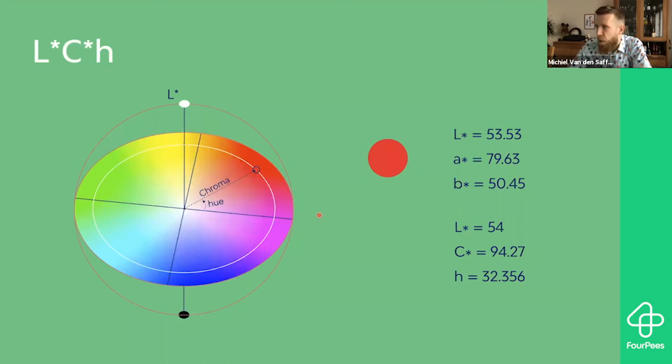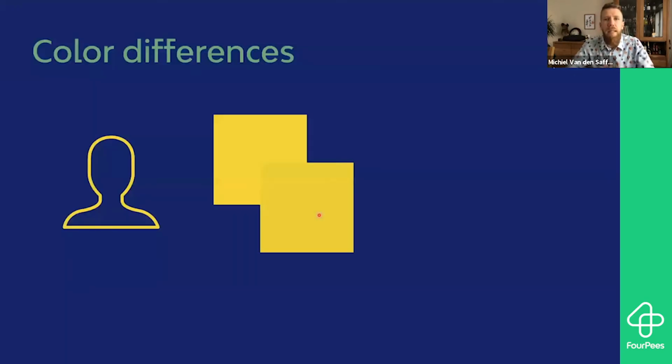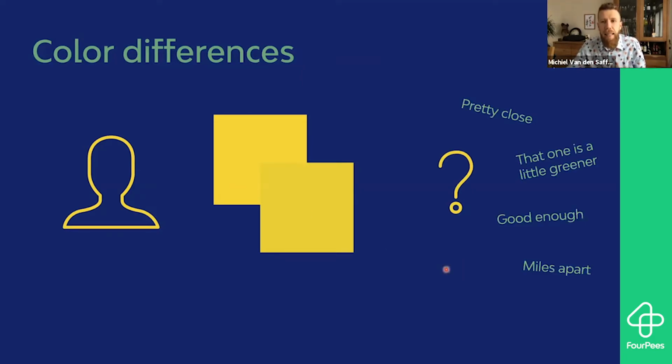So now that we covered essentially 50 years of color theory and research, we can go back to our original slide, and we can have our two yellow patches here. Now the question remains the same, right? If I have these two patches, how would you say they relate to each other? Would you say, oh, these are actually pretty close to each other, I guess? Would you say, oh, this one is a bit greener, this one is good enough? Or someone else might say, oh, that's miles apart, that's not even close to each other, what are you talking about?